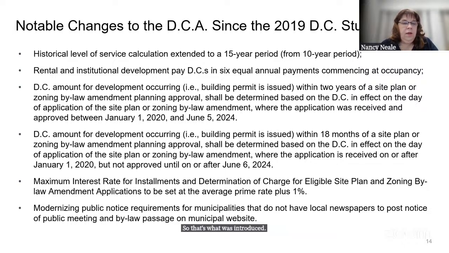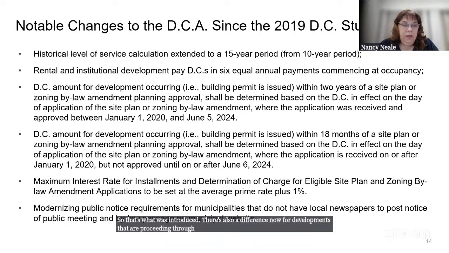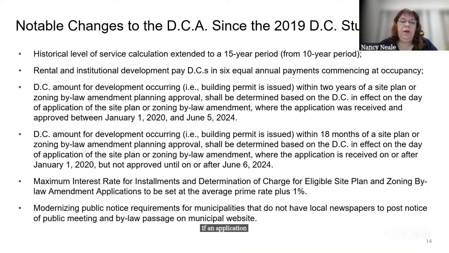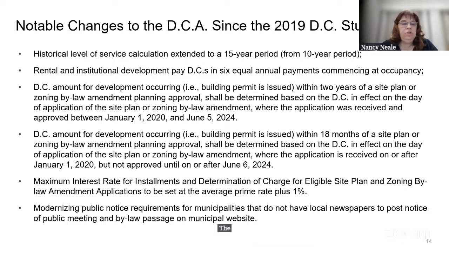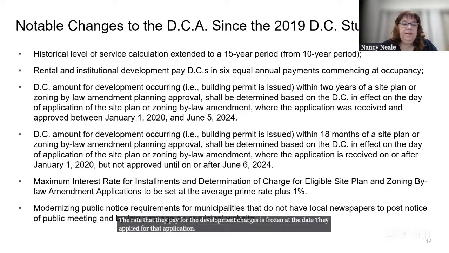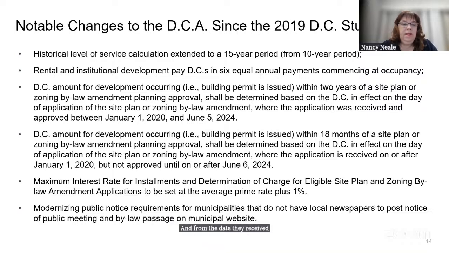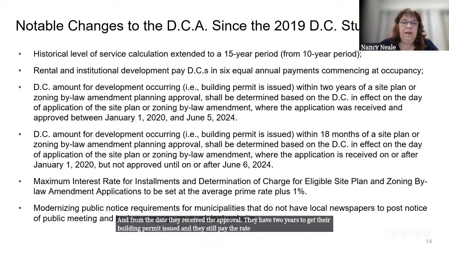There's also a difference now for developments that are proceeding through a site plan or a zoning bylaw amendment planning approval process. If an application was received on or after January 1st, 2020, and received approval before or as of June 5th of 2024, the rate that they pay for the development charges is frozen at the date they applied for that application. And from the date they received the approval, they have 2 years to get their building permit issued, and they still pay the rate that was in effect at the date of the application.